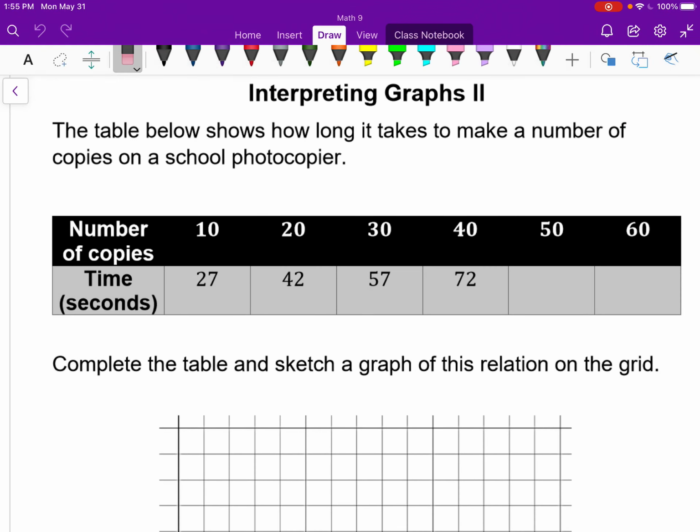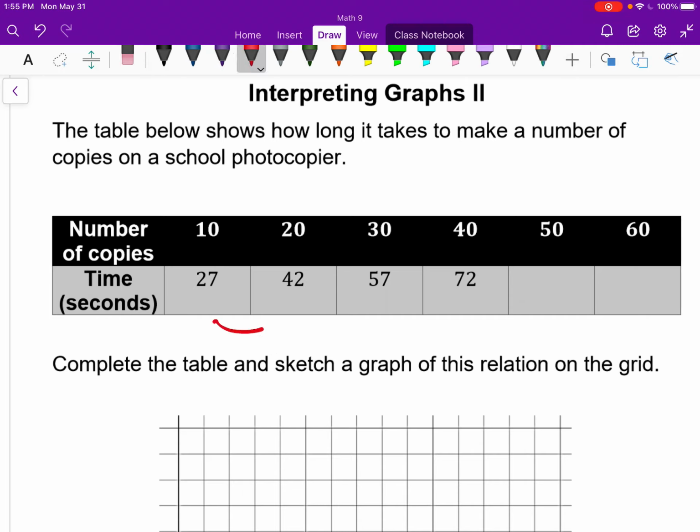All right, so the focus of this lesson will be on making graphs, whereas the last lesson was more reading the graphs. So what I have here is a table showing the time it takes to create a number of copies on a photocopier. Most of the table is complete. And the first thing I want to do is complete the table and then make a sketch of this. So first, to complete the table, I need to try to see what the relationship is.